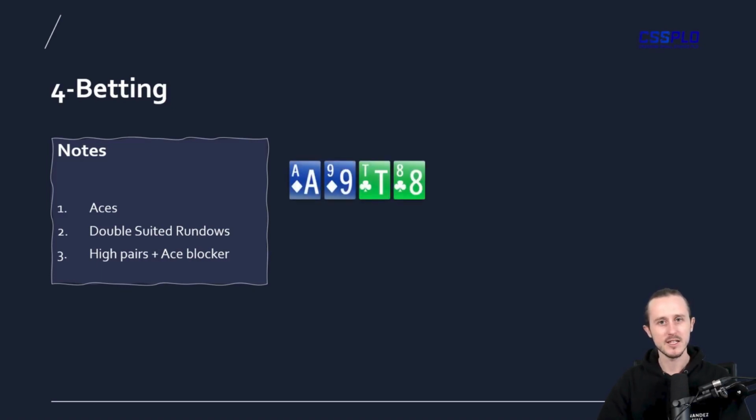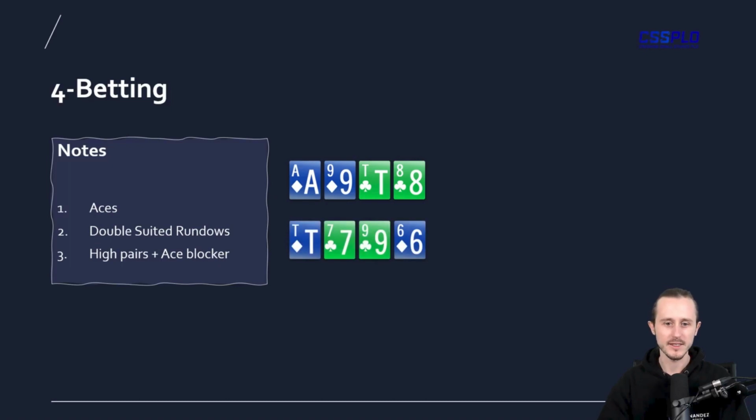A hand like ace 10-9-8 double suited is a great addition into our 4-betting range here. We're blocking aces, we're double suited, and we are flopping very, very smooth on very many flops here. And this hand is a great addition to our 4-betting strategy.